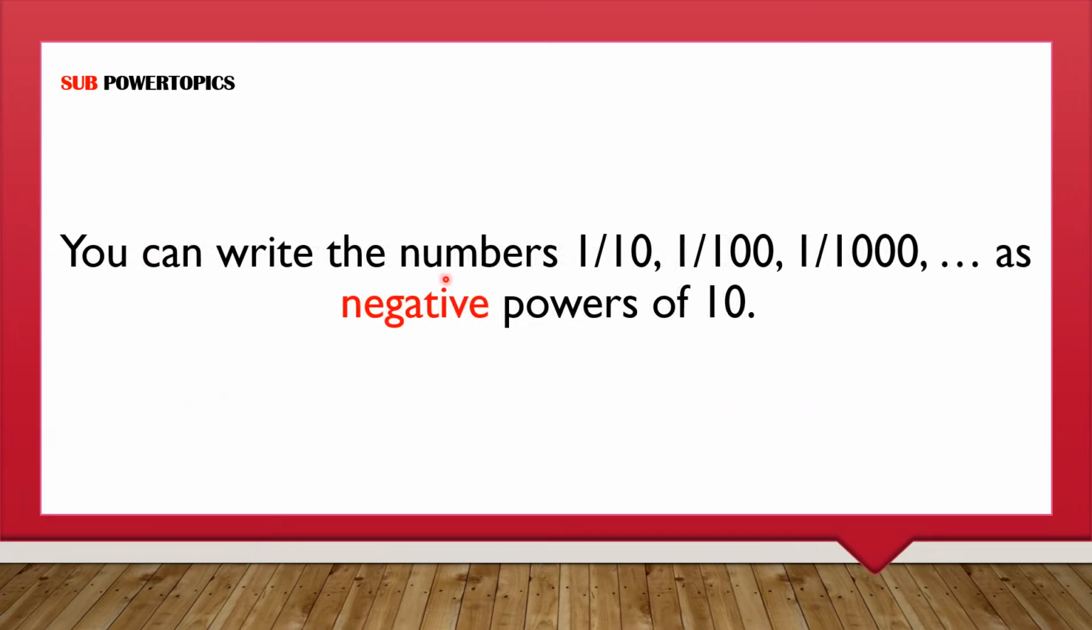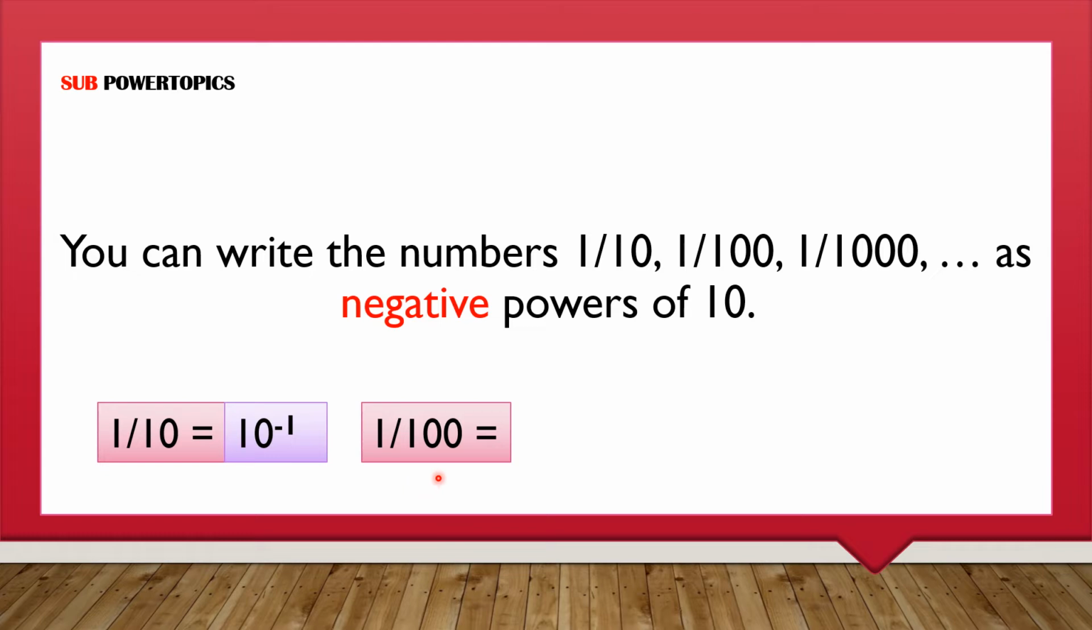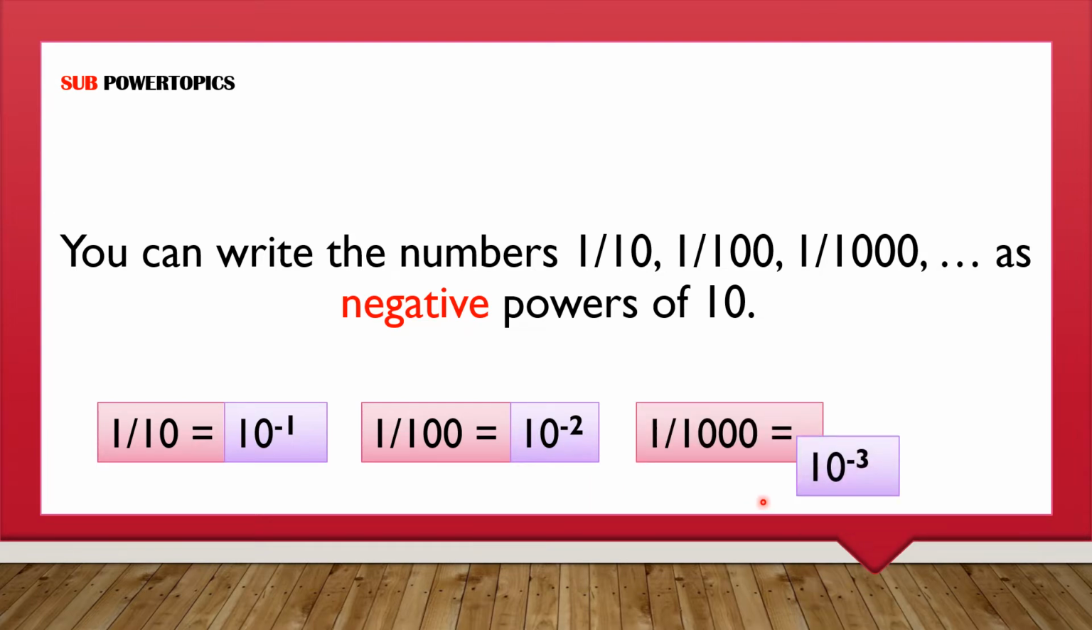And you can write the numbers 1 divided by 10, 1 divided by 100, 1 divided by 1000, and so on as negative powers of 10. So you can write 1 divided by 10 as 10 to the power of negative 1, 1 over 100 as 10 to the power of negative 2, and you have guessed it, 1 divided by 1000 as 10 to the power of negative 3.